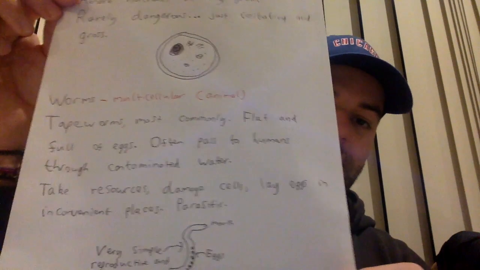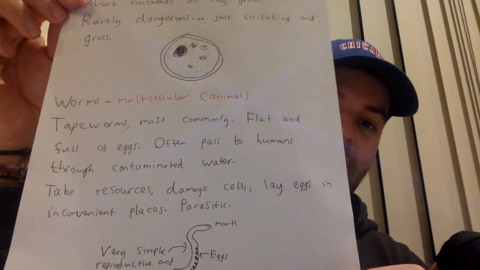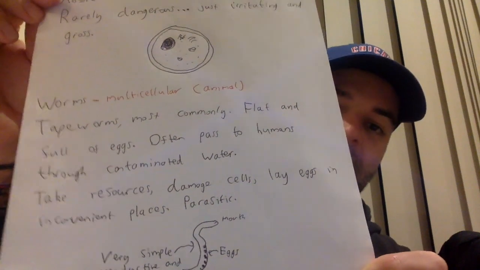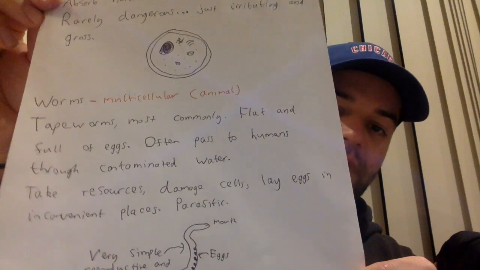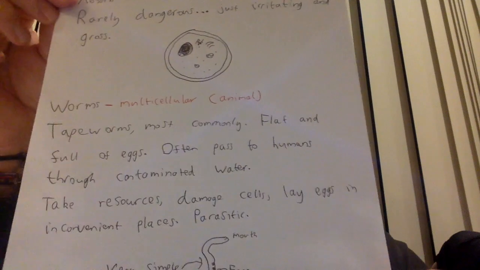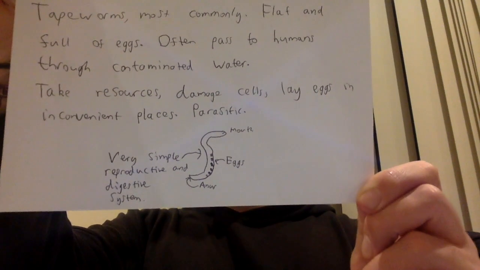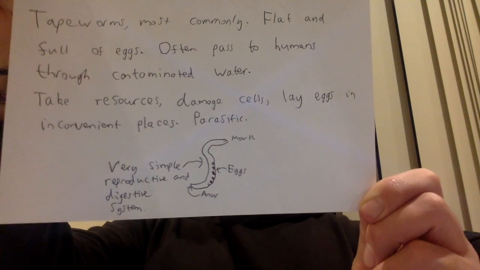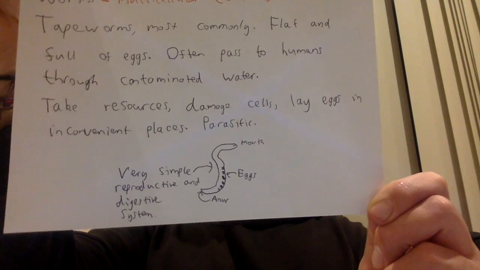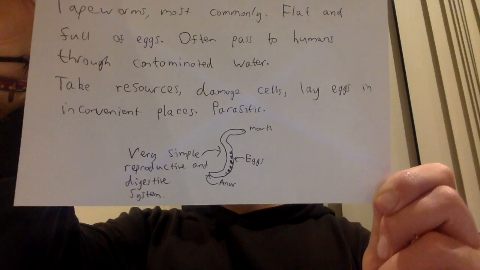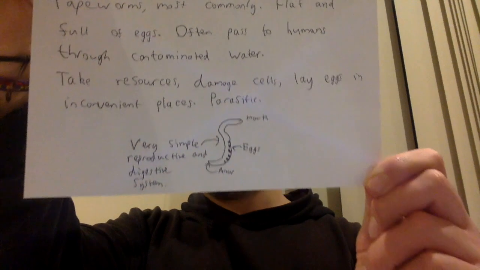And finally, we've got worms, which are multicellular animals. Very small animals, but they are still animals. So usually we're talking about tapeworms, which have got a very, very simple structure. You can see at the bottom, they're just a flat worm. They've basically got a mouth and anus. They're pretty much full of eggs otherwise, with a very simple reproductive and digestive system. So they are very, very simple organisms, very simple animals.